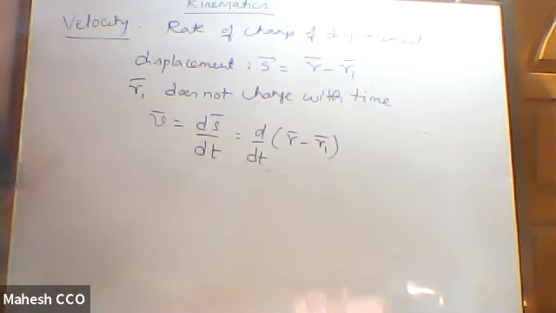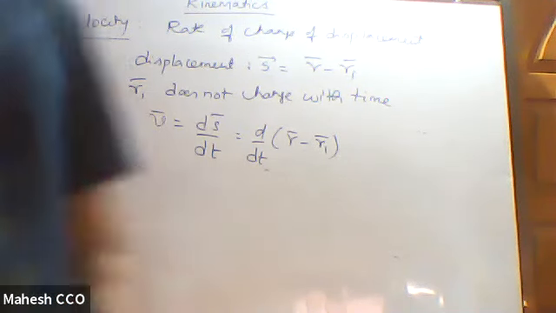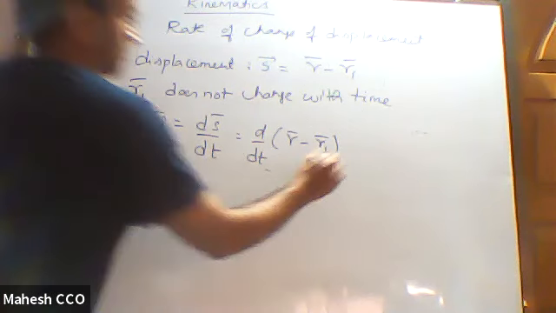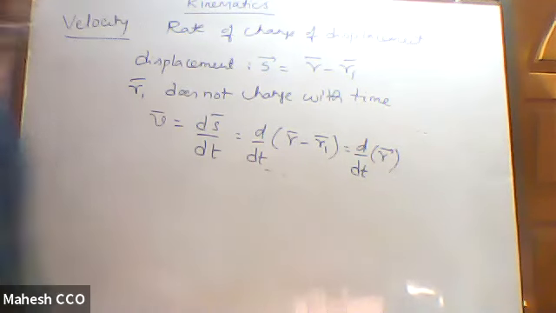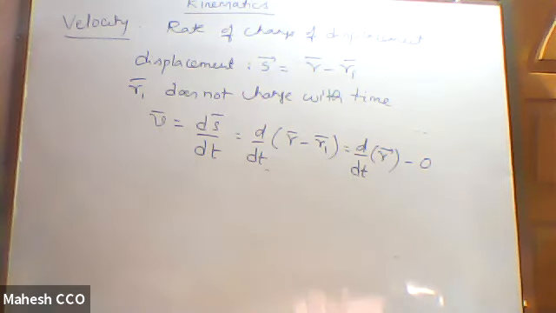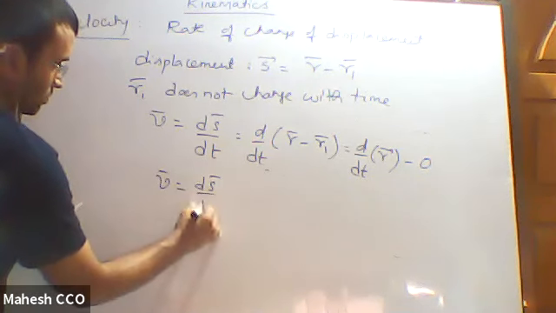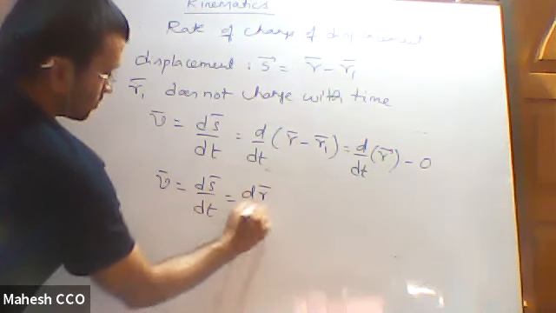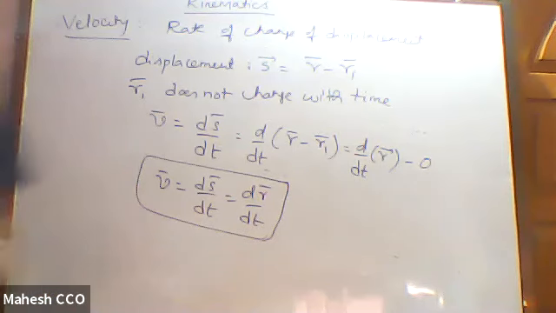Now, as I said, initial position does not change with time. Okay, it's a fixed thing. Therefore, when you differentiate, d by dt of r bar is fine, but d by dt of ri bar will be 0 always. There is no need to worry. So therefore, v bar, which is equal to ds bar by dt, can also be written as dr bar by dt.